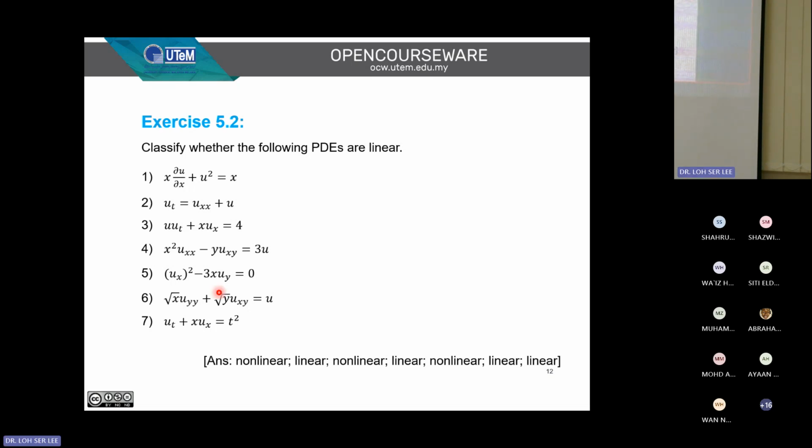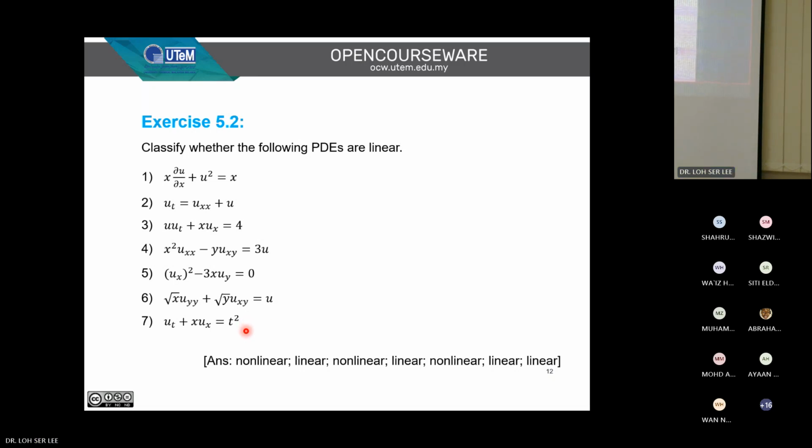Okay, number 6. Number 6 is linear. The u are all power of 1, and their coefficient functions are not u. Okay, their coefficients are not u, so it is linear. And the last one.